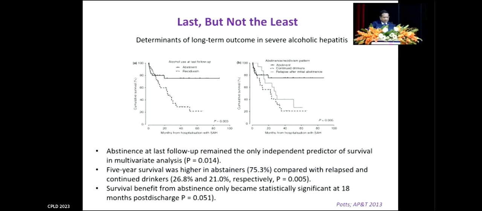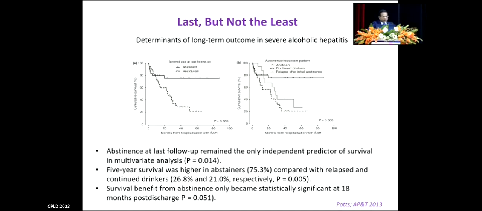Last but not the least, the determinant of long-term outcomes in alcoholic hepatitis is nothing else but recidivism. So this is a study published about 10 years ago, and abstinence at last follow-up remained the only independent predictor of survival in a multivariate analysis. So if you look at the graphs, alcohol use at the last follow-up, patients who are abstinent, the top line, have significantly better survival than those without abstinence.